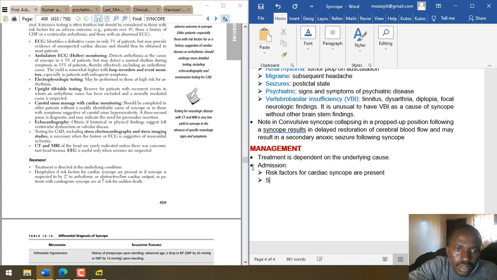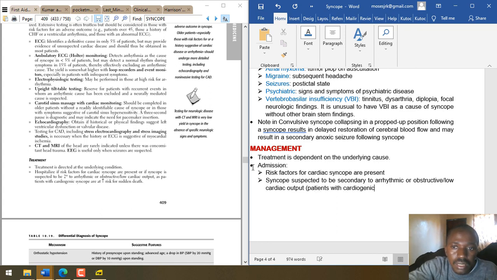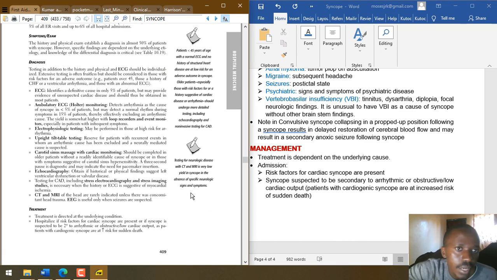So if syncope is suspected to be secondary to arrhythmic or obstructive or low cardiac output causes, we want to admit the patients because we want to address these other things as well. Patients with cardiogenic syncope are at increased risk of sudden death. So that's why we generally want to admit these patients here. Okay, so that takes care of that.